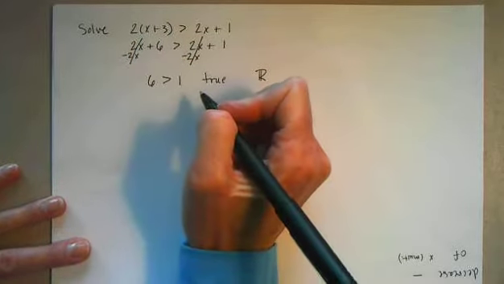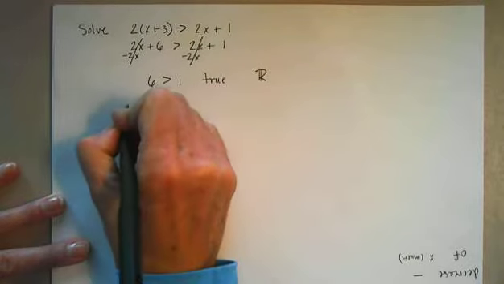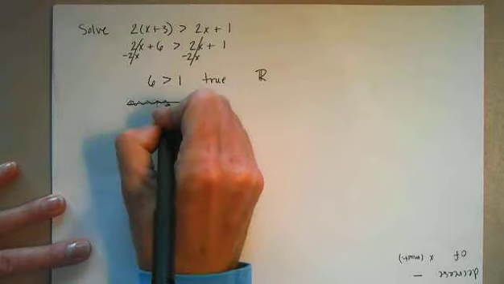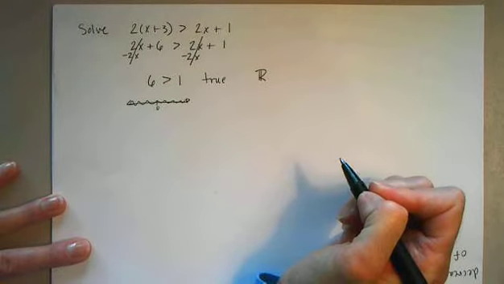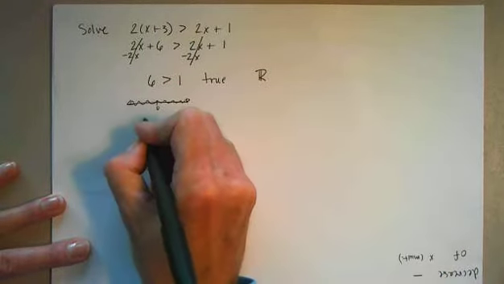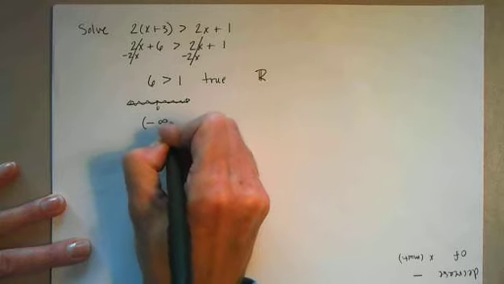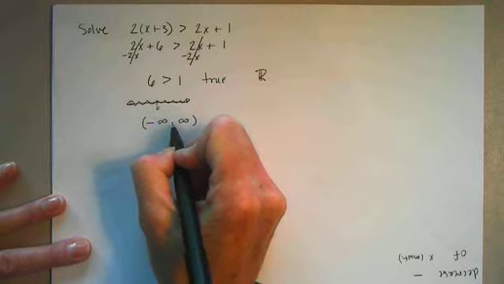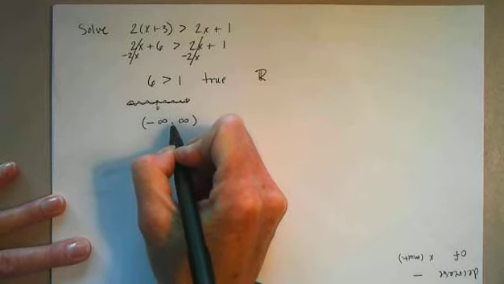Well now, because it's all real numbers, if you were graphing it on a number line, here's 0, you would graph negative infinity to positive infinity. Everything would be included. And so the way we state it now is we say our answer is negative infinity to positive infinity. That is interval notation, okay, for all real numbers.